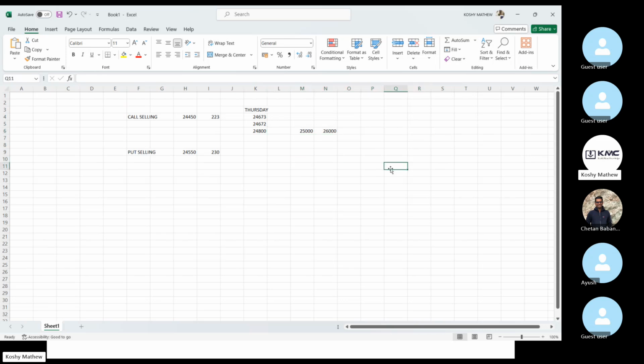But for a buyer, the loss is limited to the premium he's paying. He's paid 223, that's it. It doesn't go to minus 1, minus 2. For a call seller, he will make a profit, but the only thing is if it goes beyond the premium he collected, he will have to bear a huge loss. This is a disadvantage for a call seller.